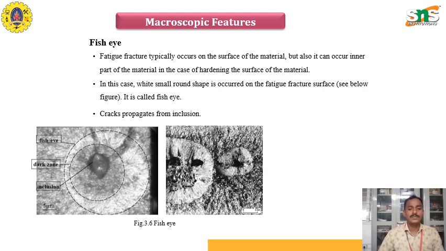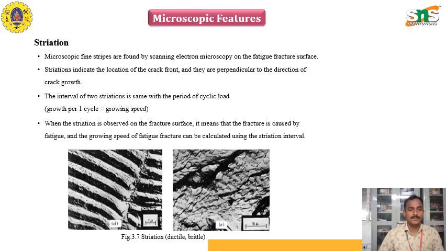Fatigue fracture typically occurs on the surface of the metal, but it also occurs in the inner part of the metal, which causes hardening of the surface of the material. In this case, small white rounded shapes occur on the fatigue fracture surface. It is called a fish eye, crack propagation from an inclusion.